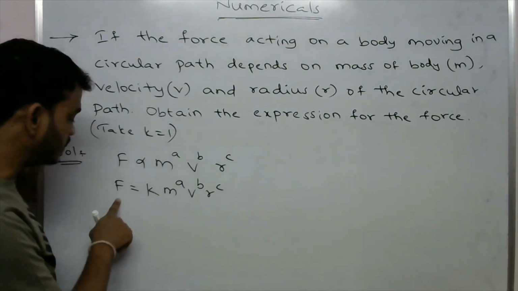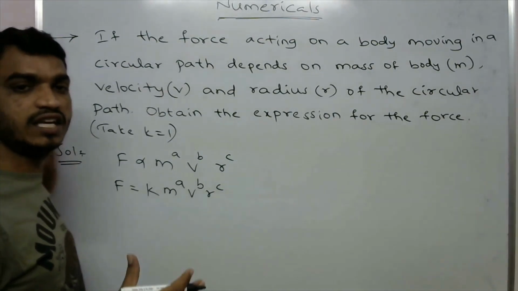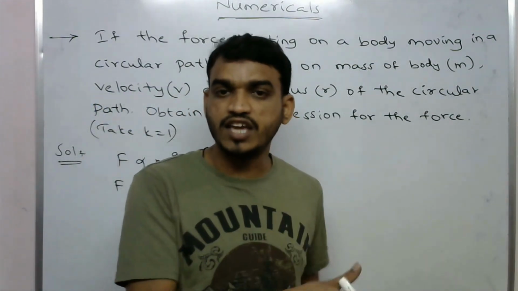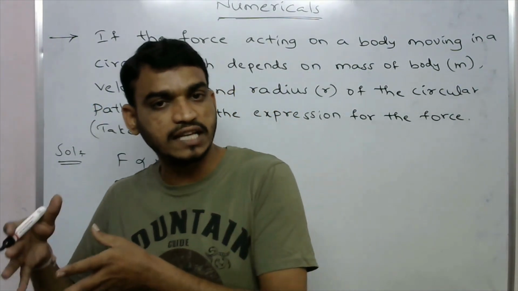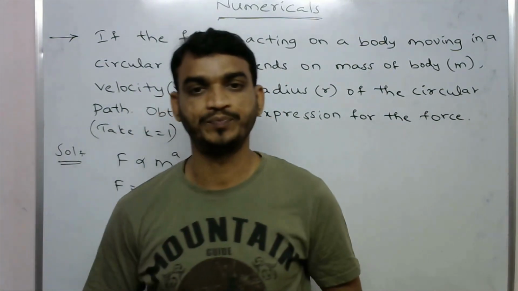Okay. So what are the force dimensions? The force is F equals ma, mass into acceleration. Mass is in kg and acceleration is in meter per second square. So we can write the dimensions as M L T to the power of minus 2.